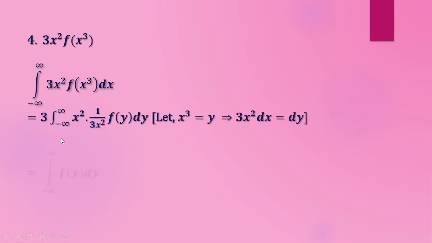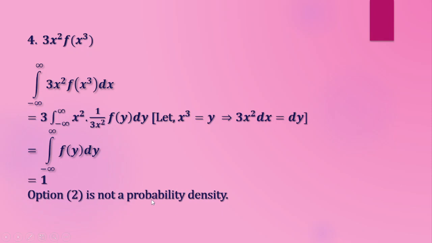So we get this, and from here, cancelling the terms, we get the integration over minus infinity to infinity of f(y) dy. And this also should be 1, as we said previously, that f(x) is a probability density function, so the integration of f(x) dx is equal to 1. So here it will also be 1. So it is also a probability density function. So option 2 is the only one that is not a probability density. So we can say option 2 is our correct answer.